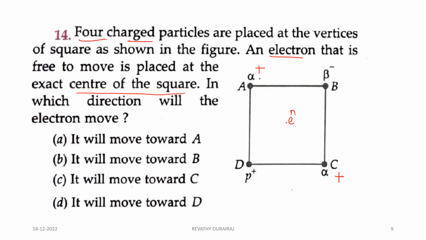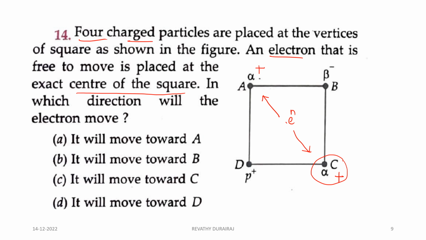So due to the alpha particle, due to the plus charge, this is going to actually act this way because it is an attractive one. And then the force acting on the electron due to the alpha particle here, this will attract in this direction. So these two are equal and opposite, so they cancel each other.